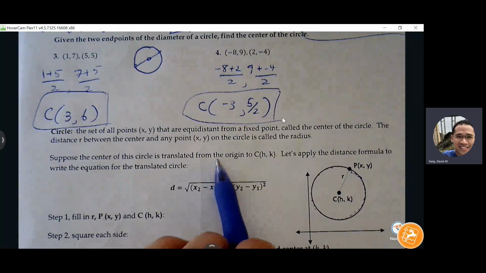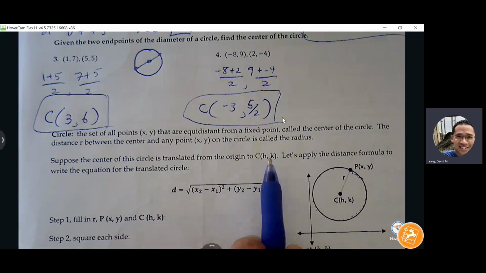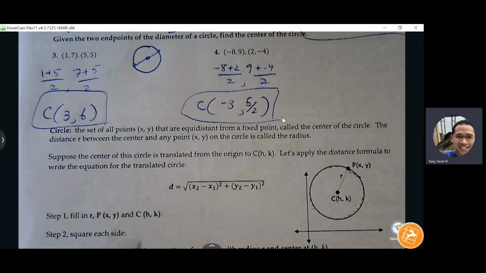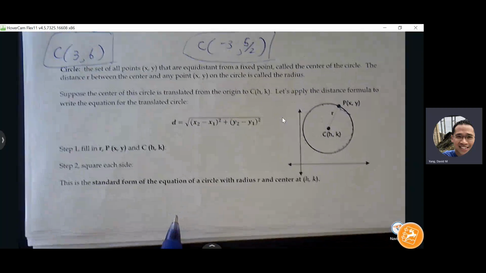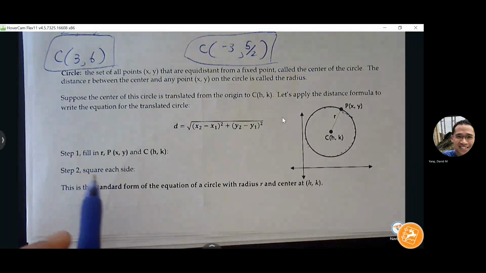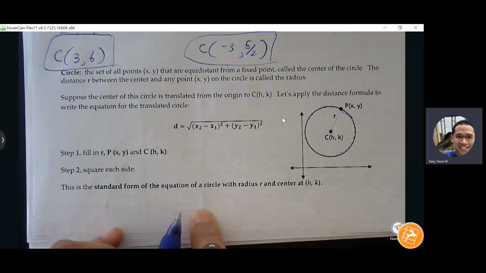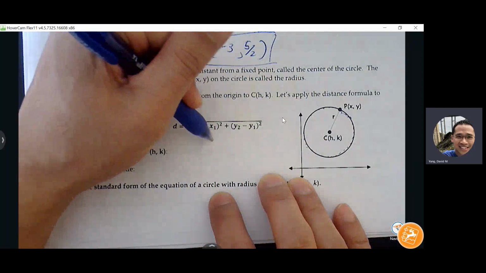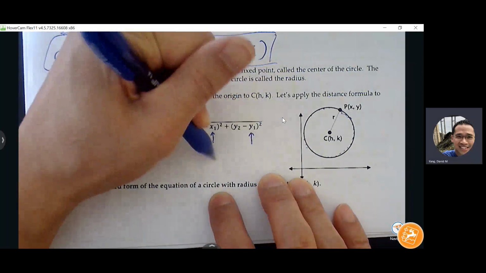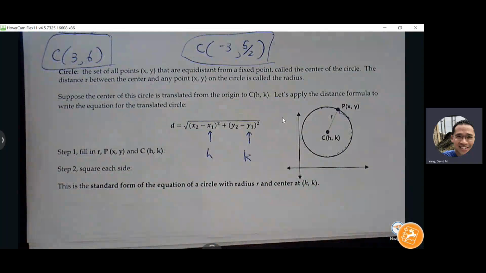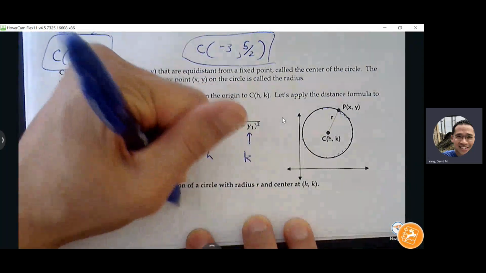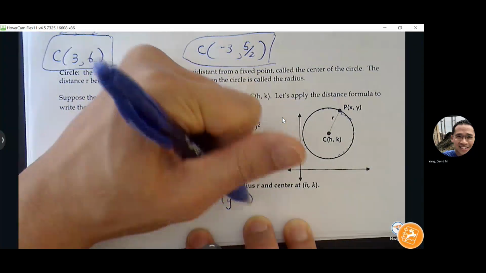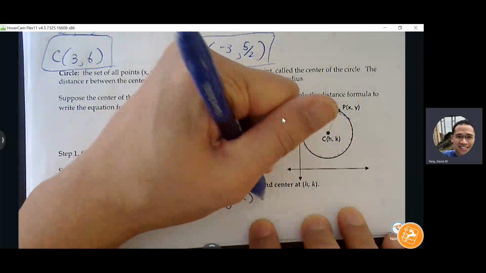Suppose the center of the circle is translated from the origin to a center (h, k), then we can apply that distance formula and write the equation of the translated circle. So I'm just going to jump to the circle formula, really just rearranging this, replacing the x1 and y1 with h and k. And then I'm squaring both sides, and this will lead us to the equation for the circle in standard form. Instead of d squared, we're going to call it r squared.